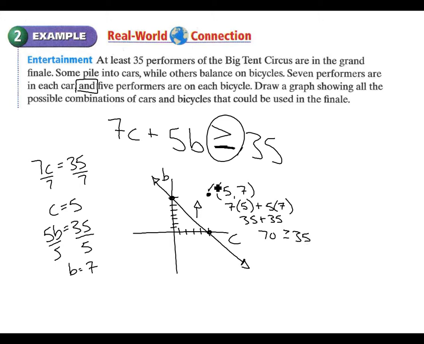Definitely it is. That point works. So then everything up here is going to work. We're going to shade the whole area. Shade everything above. All right? So that's your real world example.